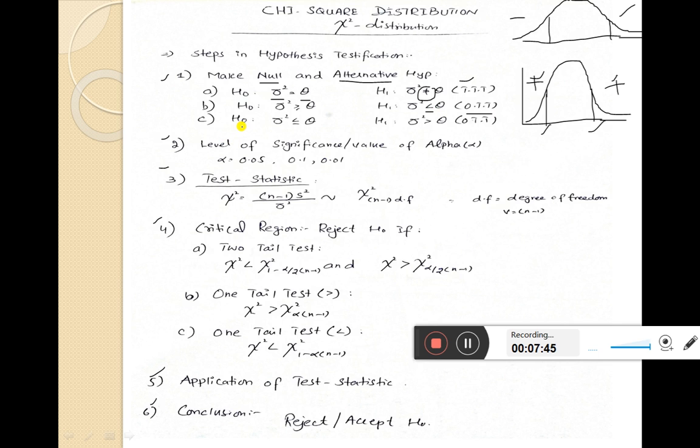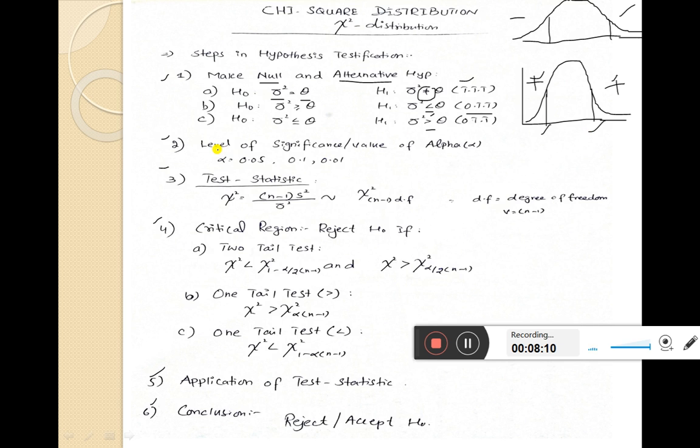Then we have the third condition, that sigma square is less than or equal to theta. When you have less than or equal to theta, the alternative is automatically greater than theta. Again you have a one-tail test. It is a greater than test, so the one tail will be your right-tail test. And remember this thing under chi, again I told you that the right-tail test also will be positive.